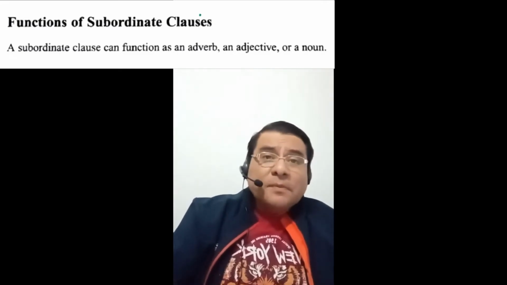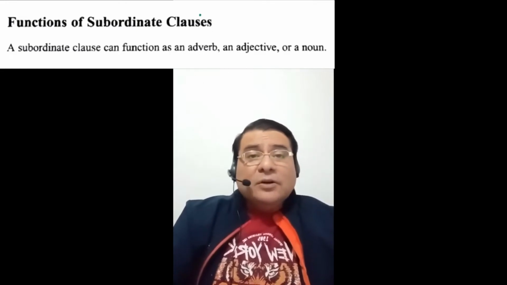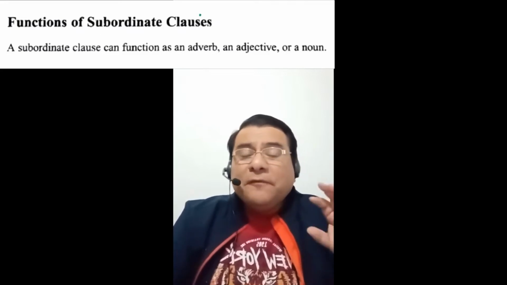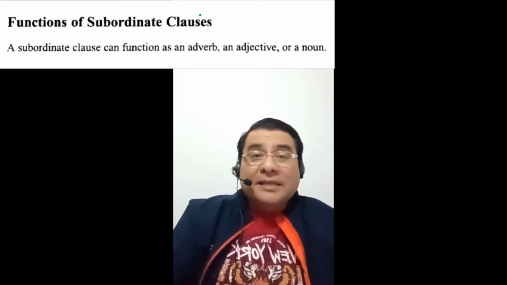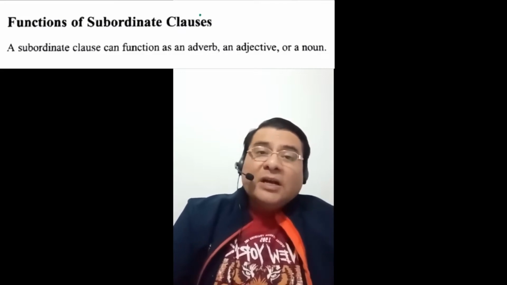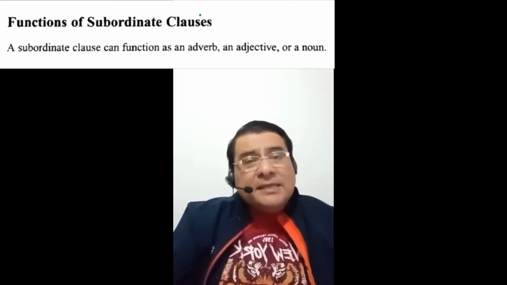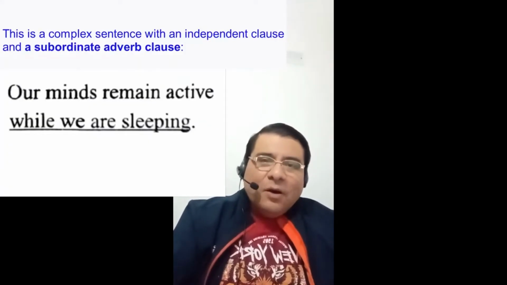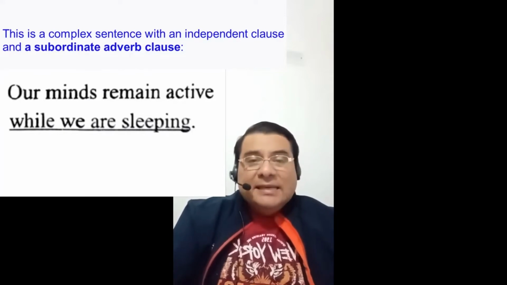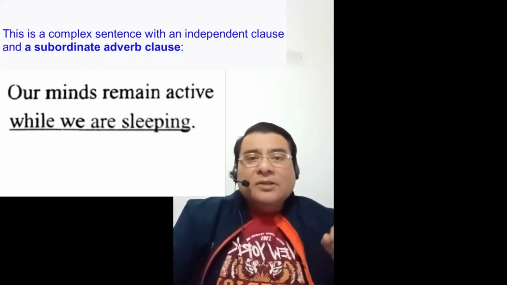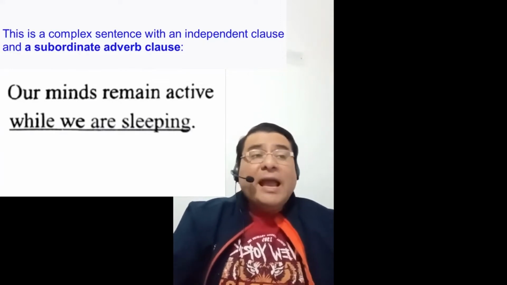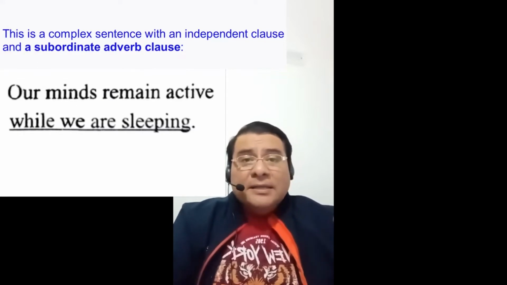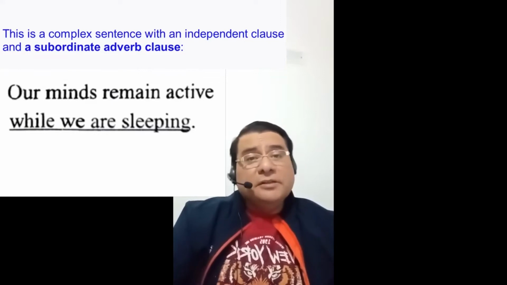Let's see examples of complex sentences that consist of one independent clause and one subordinate clause that will perform the role of an adverbial modifier to the conjugated verb in the main clause. Let's see our first example. Our minds remain active while we are sleeping. You can see that the subordinate clause has been underlined here. We can identify the first part in this sentence as the independent clause. Our minds, subject, remain, conjugated verb.